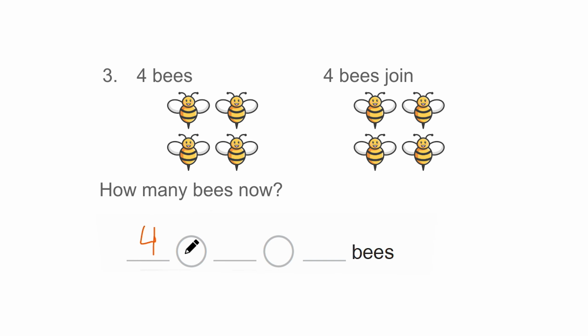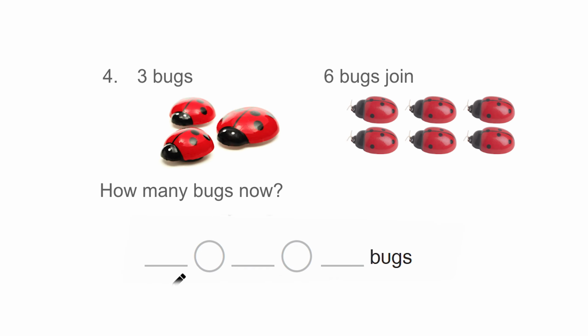For number 3, you've got 4 bees to start with. This is adding on 4 more bees, which is equal to 8 bees. I would also point out this is a doubles fact. This is one of those foundational skills that you want your student having memorized or having it so intuitive, these doubles facts, that they know that one very quickly.